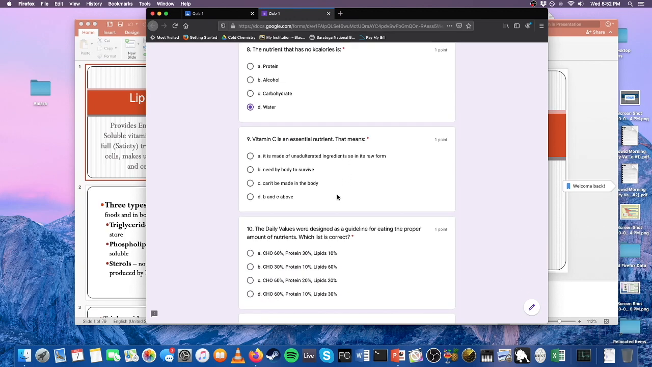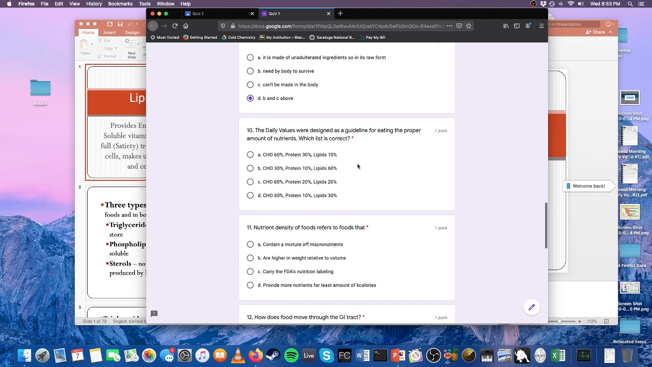Question 9. Vitamin C is an essential nutrient. That means, choice A, it is made of unadulterated ingredients, so in its raw form, that is not really what it means to be essential. Essential means that it's needed by the body to survive and that your body can't make it itself. So the answer to this is answers B and C.